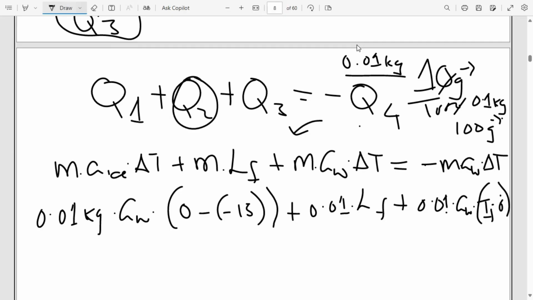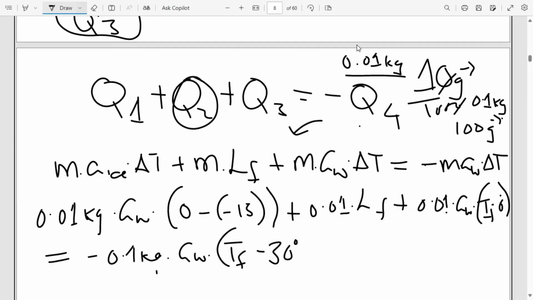This is on the left-hand side. Whilst on the right-hand side, you're going to have negative 0.1 kilograms multiplied by specific heat capacity of water multiplied by the change in temperature, which will be T final minus T initial, which was 30 degrees Celsius. So you can use this way. You can just plug in the specific heat capacities and the latent heat of fusion in order for you to find your equilibrium temperature.